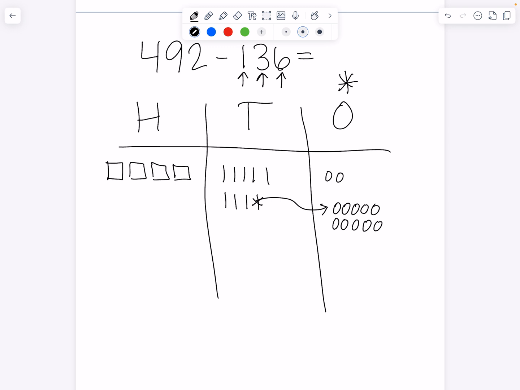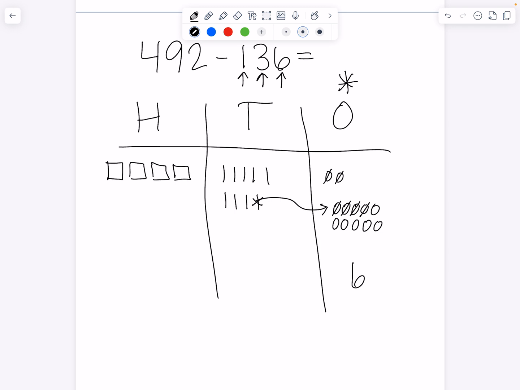Okay, back to my ones, I can take away 6 now. So let's cross out 6. 1, 2, 3, 4, 5, 6. Take a look at what's left behind. I've got 6 left. So I'm going to leave a 6 in my ones place.